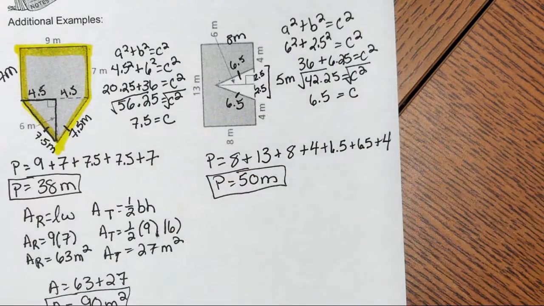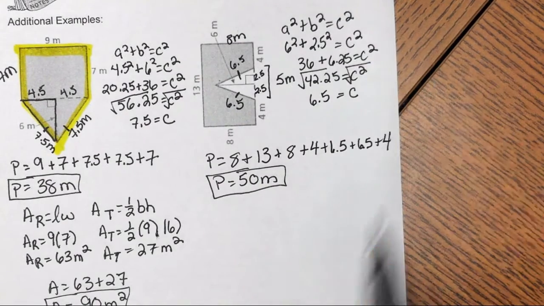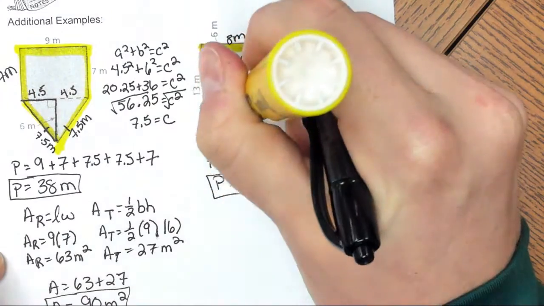And again, we don't use any of the internal measurements here. That 6, we don't use it. Those 2.5s, we don't use it. We only use the measurements that are found along the outside of our composite shape.